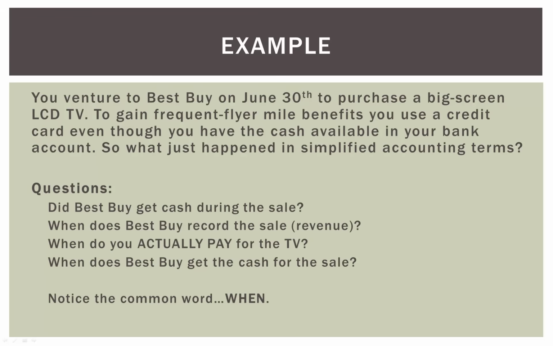Now, the answer to a lot of these questions depends on what form of accounting you're using. If you're using cash accounting, it's all going to be about when cash comes in or out. If you're using accrual accounting, it's going to be about when the revenue is actually earned, when the TV walks out the door. But notice the common word here, when. When does Best Buy record the sale? When do you actually pay for the TV? When does Best Buy get the cash? The focus on accrual accounting is all about when.